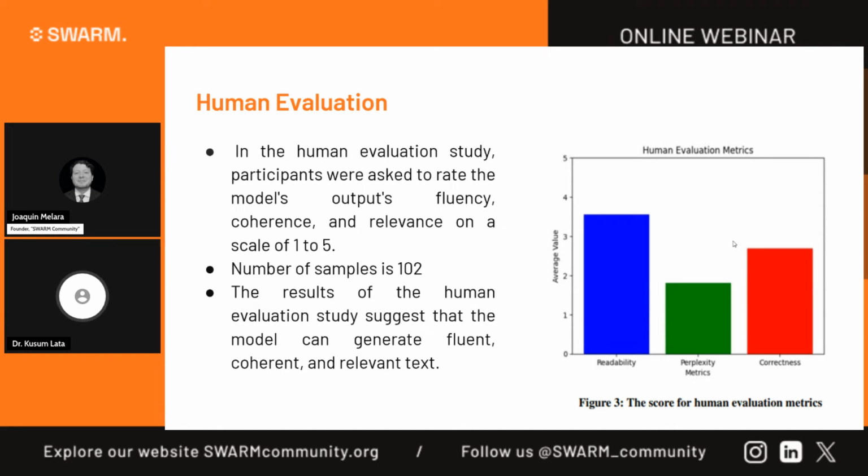For human evaluation, we used a native speaker who can check that the data is generated correctly, whether they can read and comprehend it properly, whether they can predict the next word properly, and whether the answer given is correct or not. This is the human evaluation matrix. Figure 3 shows that readability is good, along with the perplexity metric and correctness. The results of human evaluation suggest that the model can generate fluent, coherent and relevant text, so that we can understand what it wants to say.